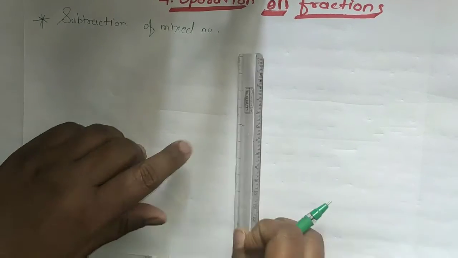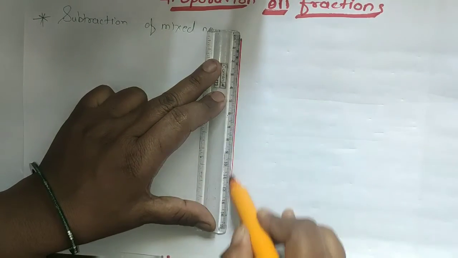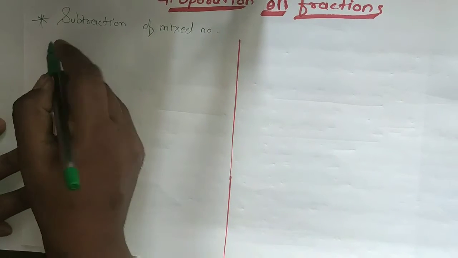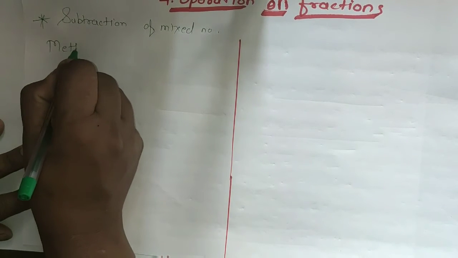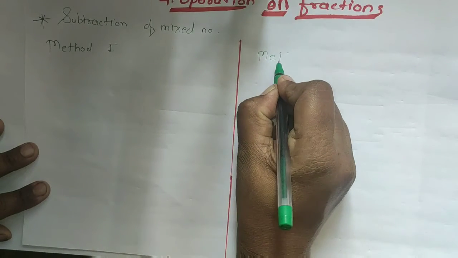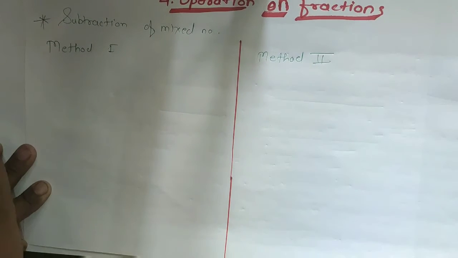Here also, how many methods are there? It has two methods, method 1 and method 2. I will explain both the methods. First we will see method 1, and then method 2. So for that we will take one example.